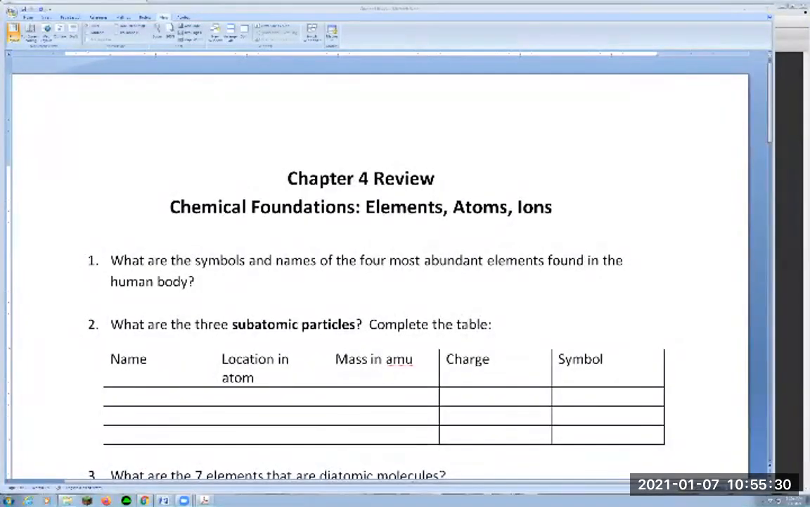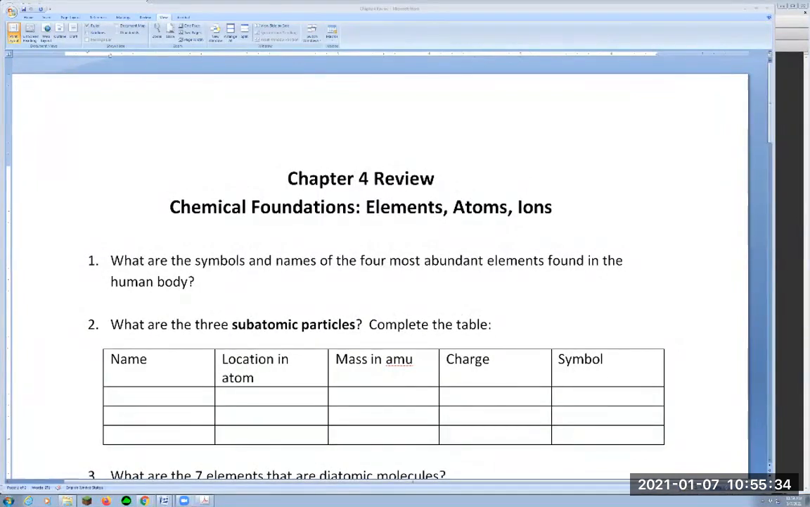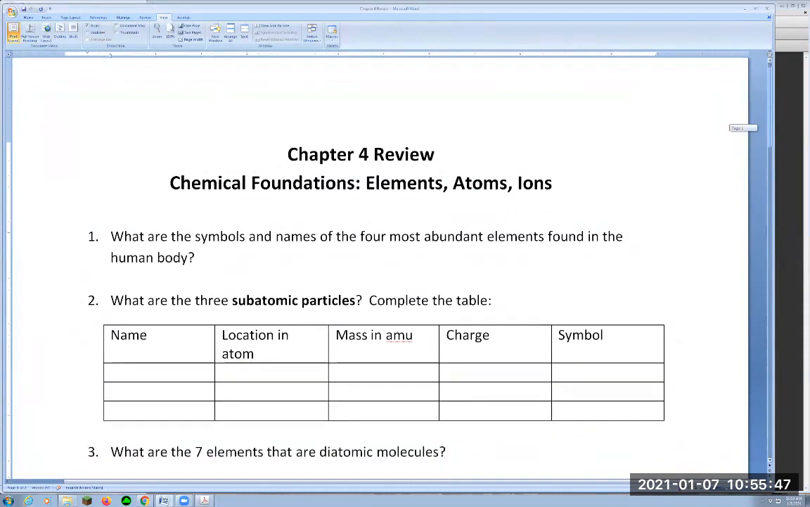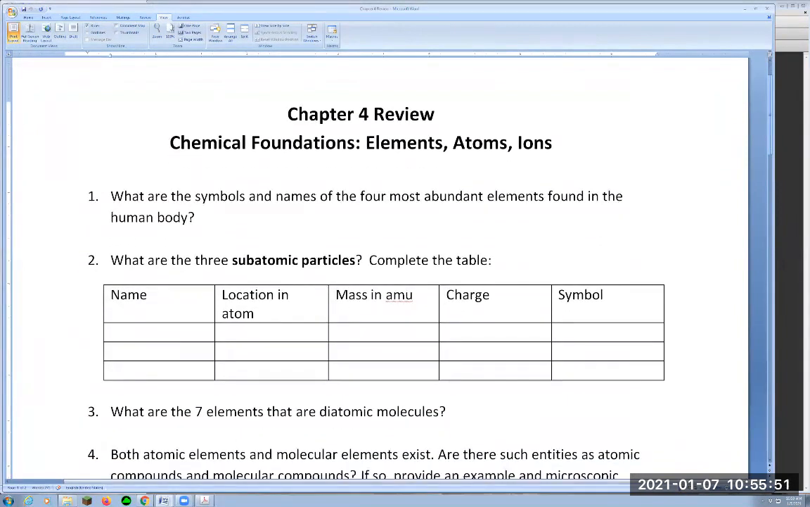So this is the first video on the chapter 4 review. Chapter 4 is on chemical foundations, and you're learning about elements, atoms and ions in that chapter. We will go over question 1 first. What are the symbols and names of the 4 most abundant elements found in the human body?